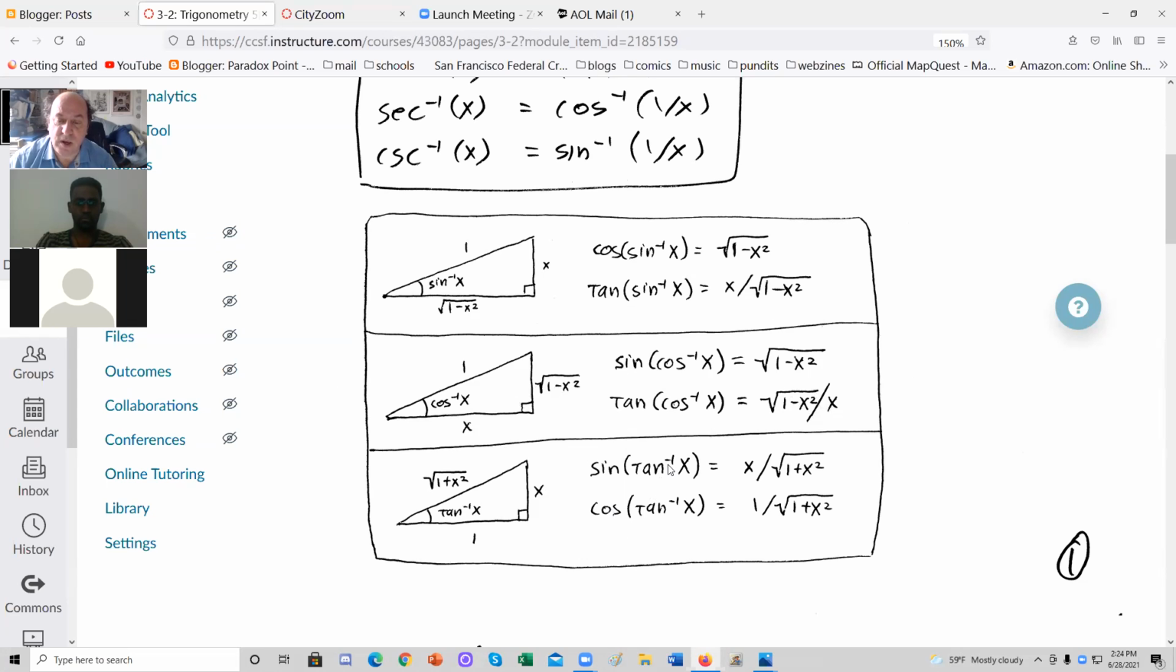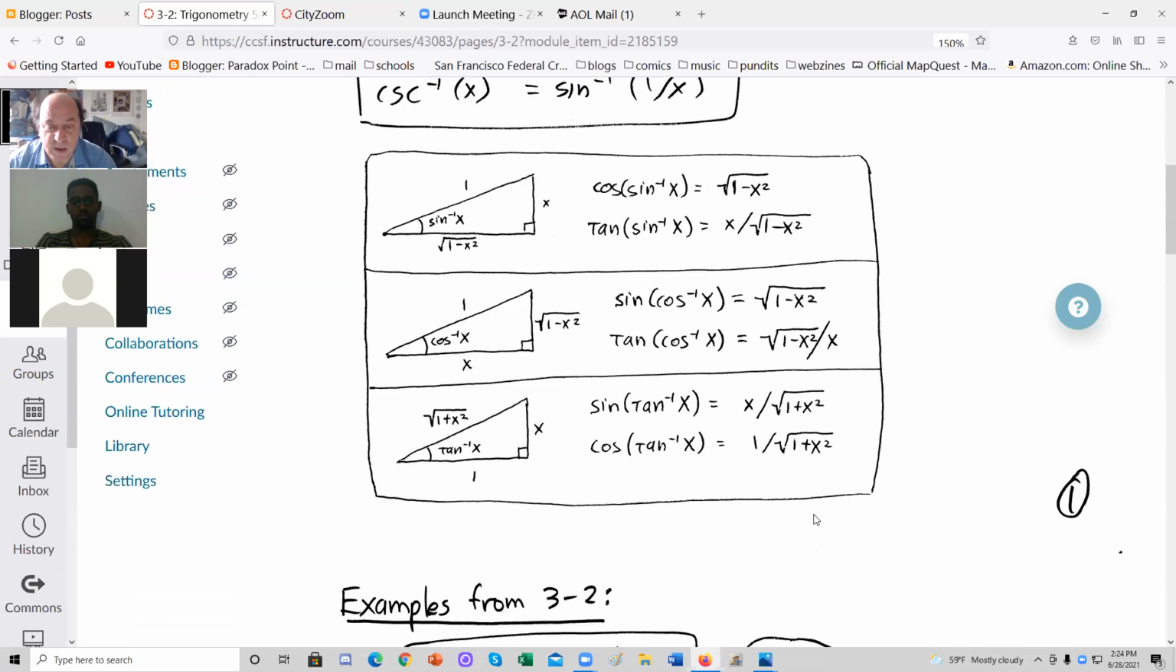Now we have sine and cosine of arc tangent. Okay, so draw a right triangle where this angle is arc tangent. So opposite over adjacent is x, so put an x opposite and a 1 adjacent. And then by Pythagoras, the third side will be root of 1 plus x squared. Plus, not minus, as it was in these other two. And then sine of arc tangent is opposite over hypotenuse, x over root 1 plus x squared. Cosine of arc tangent is adjacent over hypotenuse, 1 over root 1 plus x squared.